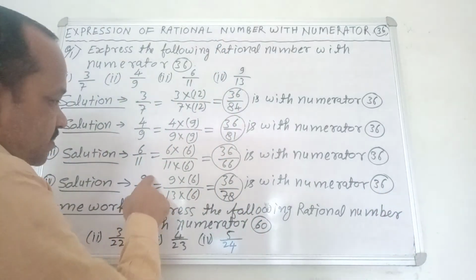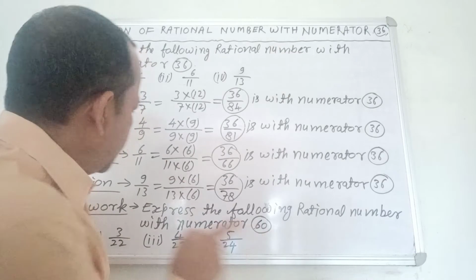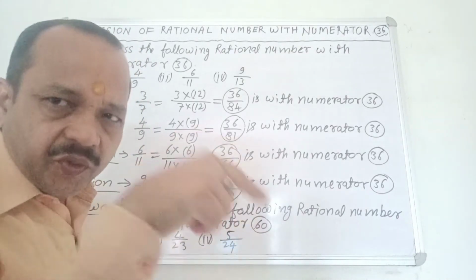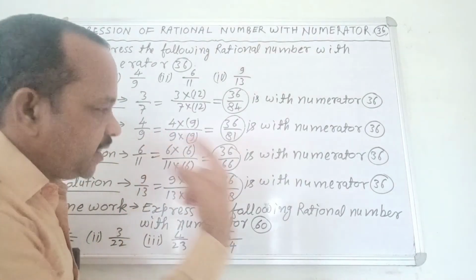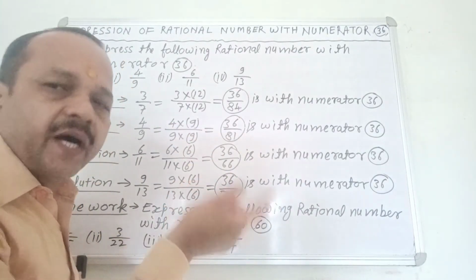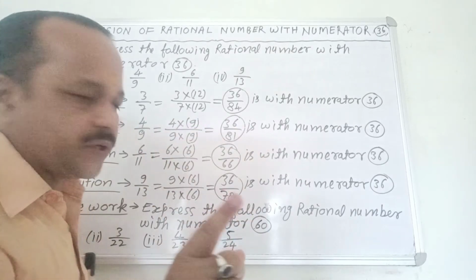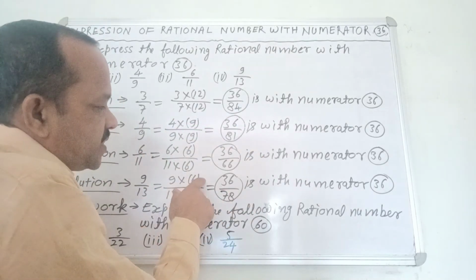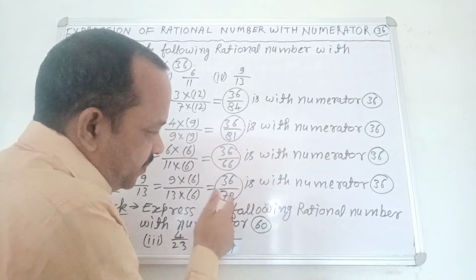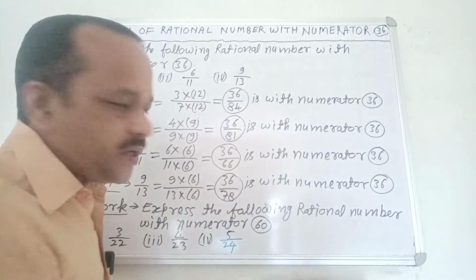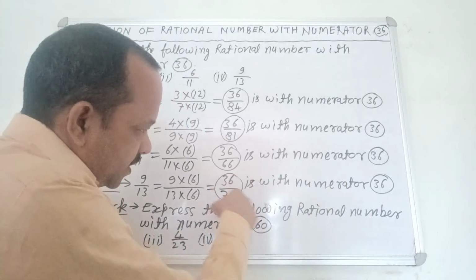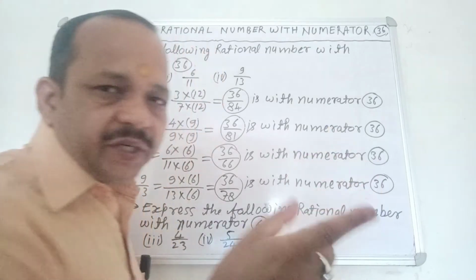Solution 4, 9 by 13. Here numerator is 9 and denominator is 13. You convert numerator 9 into 36. You multiply by 6 on both numerator and denominator. 9 times 6 becomes 36. 13 times 6 becomes 78. You find 36 by 78 is with numerator 36.